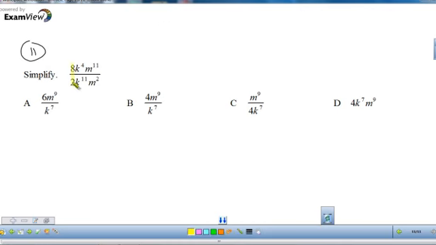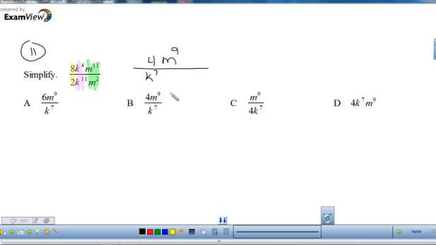So we're going to start with our numbers. Then we're going to move to the k's. And finally, we're going to do the m's. So with the numbers, 8 divided by 2 is 4. So that's going to remain on top. There's more k's on the bottom, so a k is going to remain on the bottom. And if I subtract them, I get 7. The m's, there's more m's on the top, so the m's are going to remain on top. And once again, if I subtract them, I get 9.